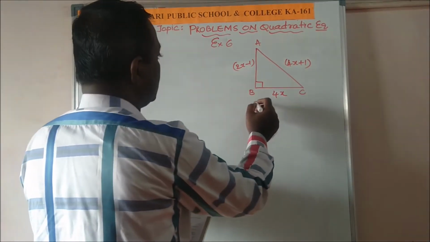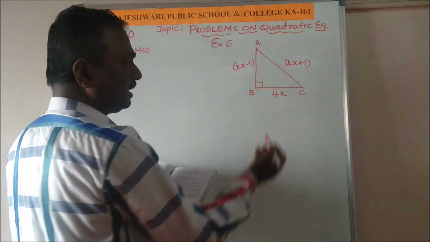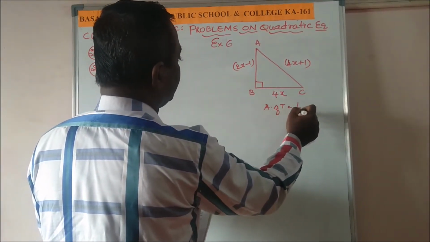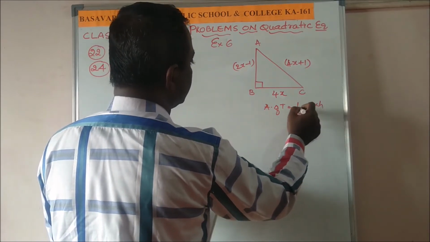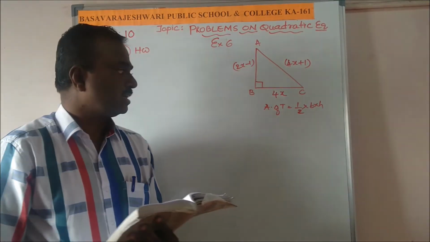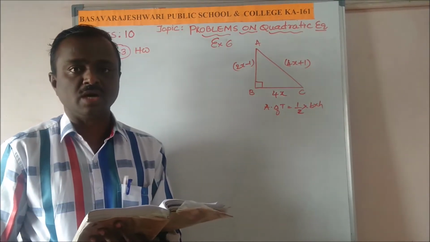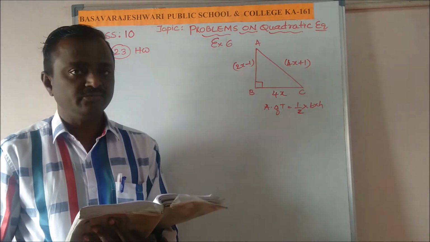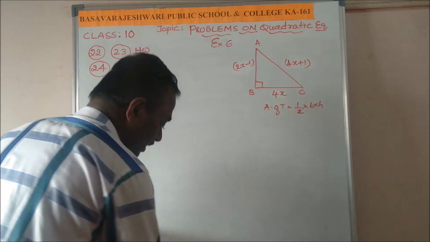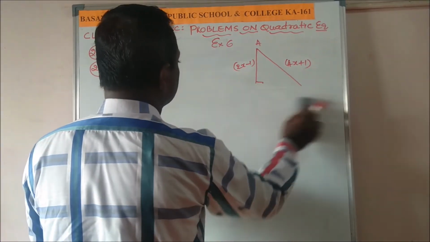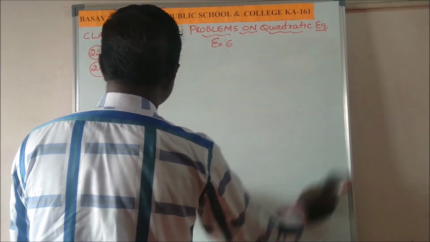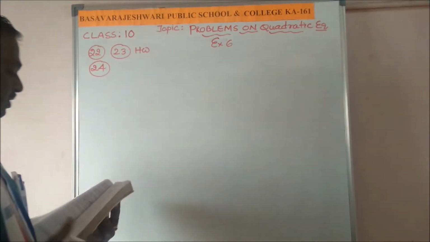You can find the value of x using the Pythagoras theorem, and the area of a triangle is nothing but half into base into height. After finding the value of x you will get all the sides. Using half into base into height, we can find the area of the triangle. I think you will do it, so I am giving these sums as homework. These are familiar sums that we did already. Now we move on to sum 24.